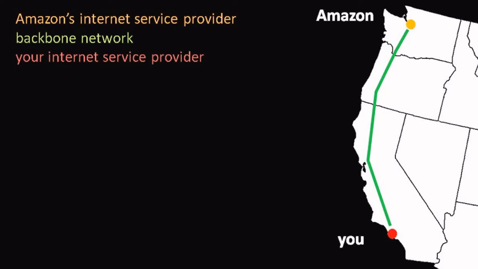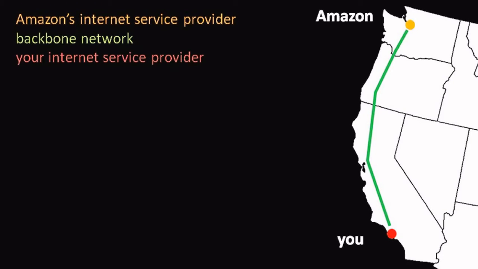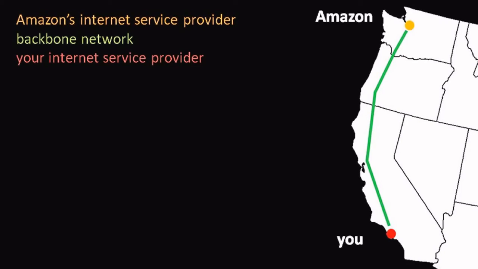What's depicted here is rather simplified. It's much more likely that for a packet to get from Los Angeles to Seattle, it has to go through several backbone networks rather than just one. So say it's very likely that a packet here would get routed through San Jose and then through Portland before going on to Seattle.